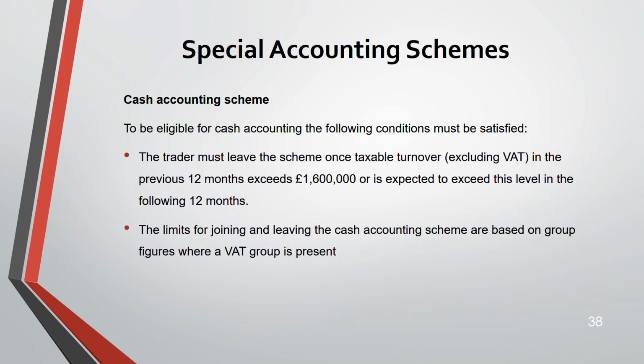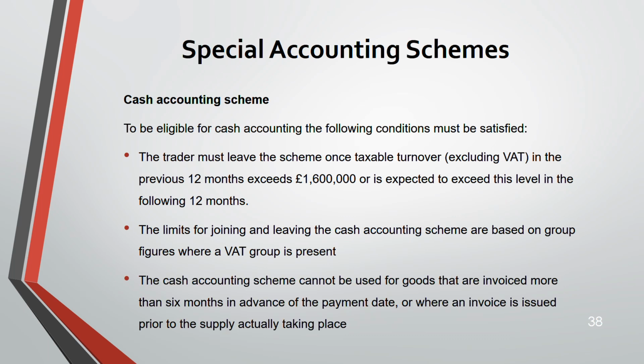The limits for joining and leaving the cash accounting scheme are based on a group figure, where a VAT group is present. If it's a VAT group, you have to see the group figure, not individual figure. Remember, this was one of the disadvantage of VAT group while we were going through that table, that one.